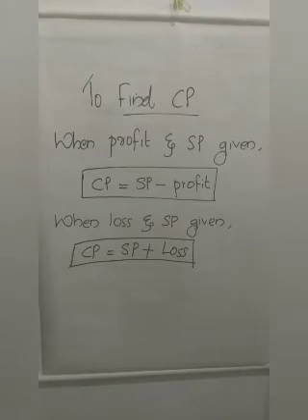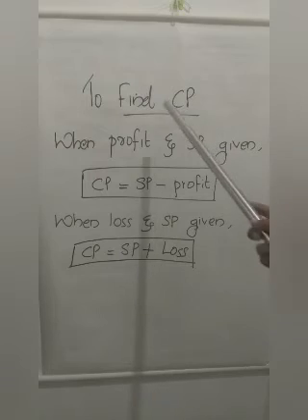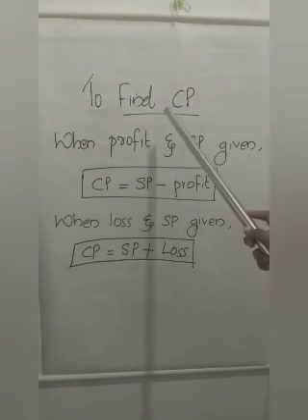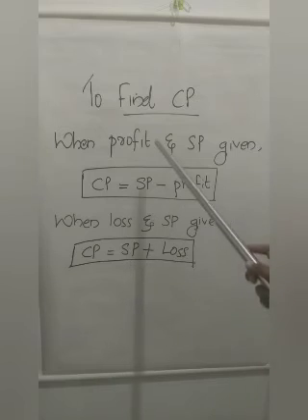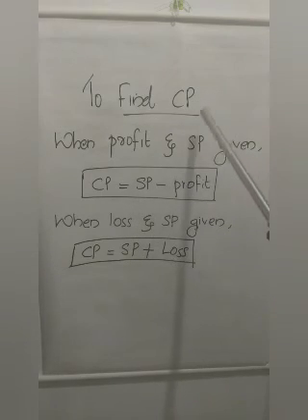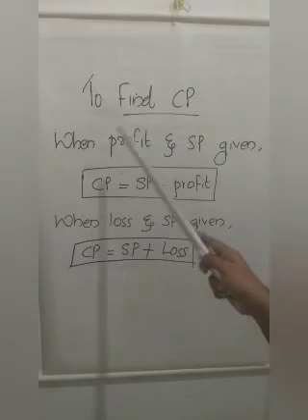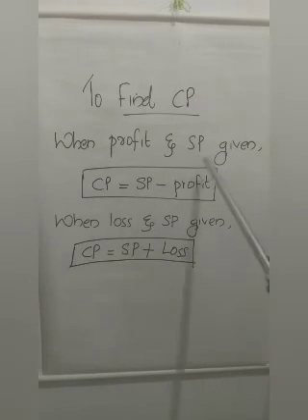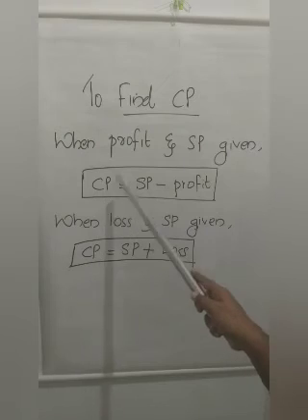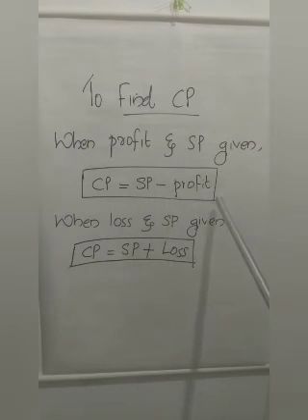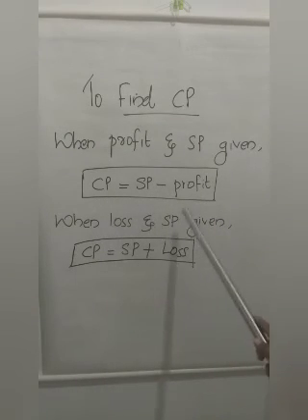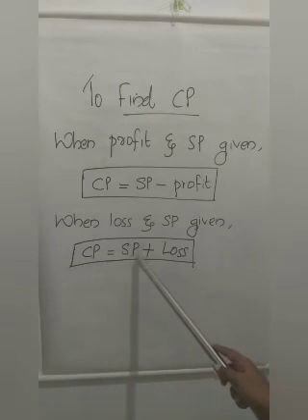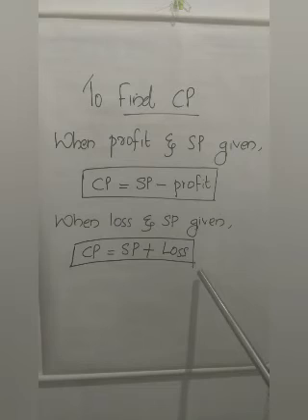So in today's class we discussed how to find CP. What is CP? Cost price. Two conditions we discussed for finding cost price. When profit and selling price are given, how can we find cost price? Cost price is equal to selling price minus profit. When loss and selling price are given, how are we finding it? Cost price is equal to selling price plus loss.